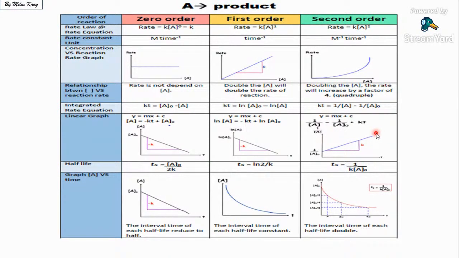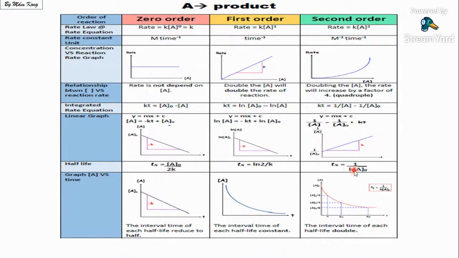Meaning that when the data is given, you plot. If you use concentration versus time and get this pattern, this is zero order. If you use ln concentration versus time and get a negative slope, this is first order. If you use 1 over concentration of A versus time, then this is second order.